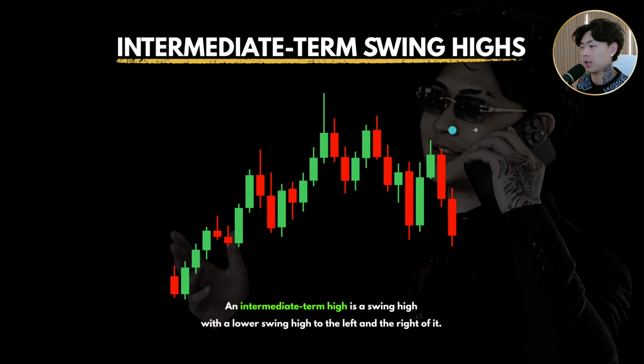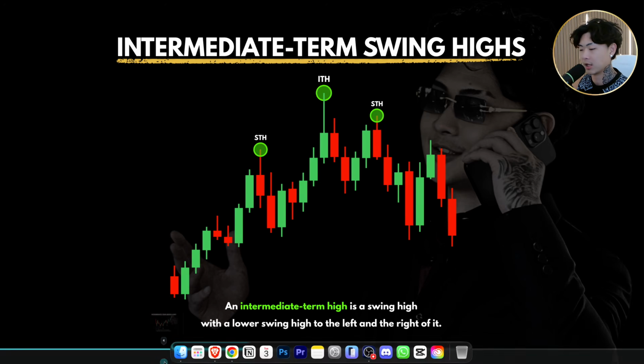And what about intermediate term swing highs? Well, an intermediate term swing high is a swing high with a lower swing high to the left and a lower swing high to the right. And that is your intermediate term swing high. Now we're going to go on the charts. We're going to mark some of these out real quickly. So let's go ahead and do that now.